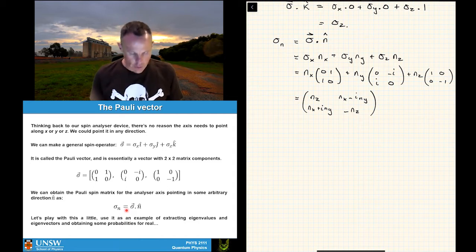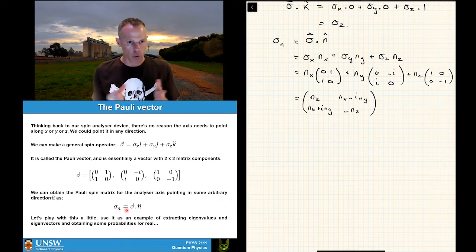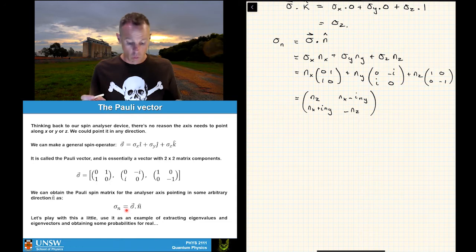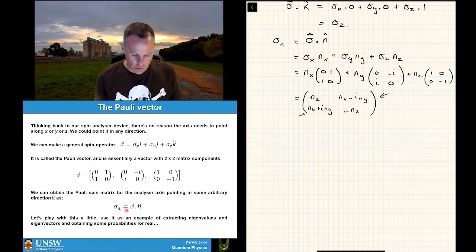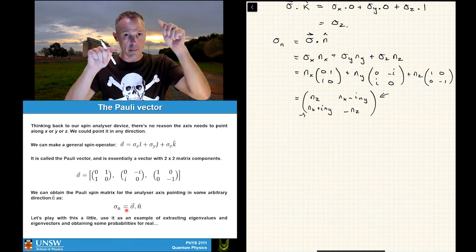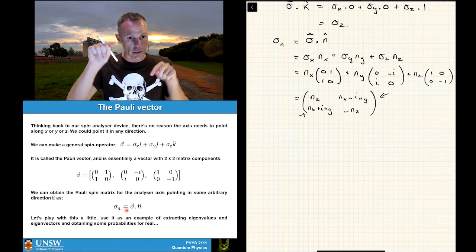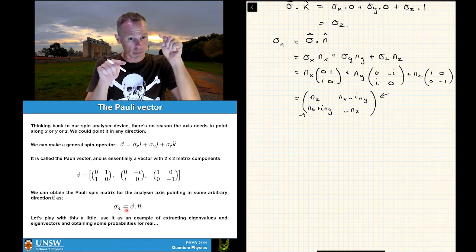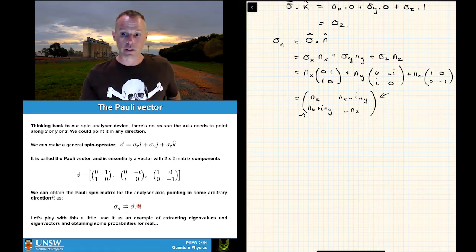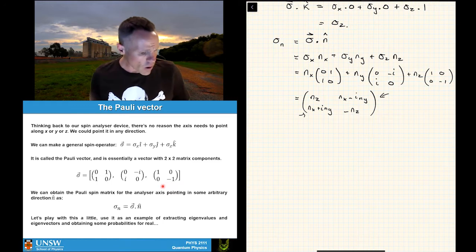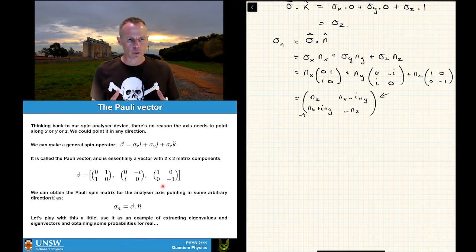And if you imagine that we're interested in it pointing along z, then nz would be 1, nx would be 0, and ny would be 0. And if you put those into that equation there, the two terms on the off diagonal will go to 0. The two terms on the diagonal will go to +1 and -1. And so we would end up back with our normal Pauli matrix that we have in sigma z just up the top here, okay? All right, so we've built this thing.